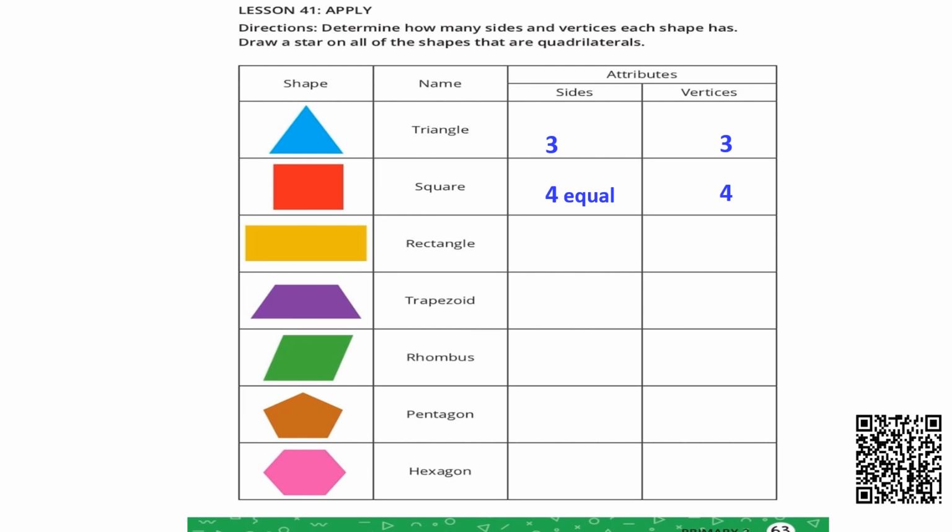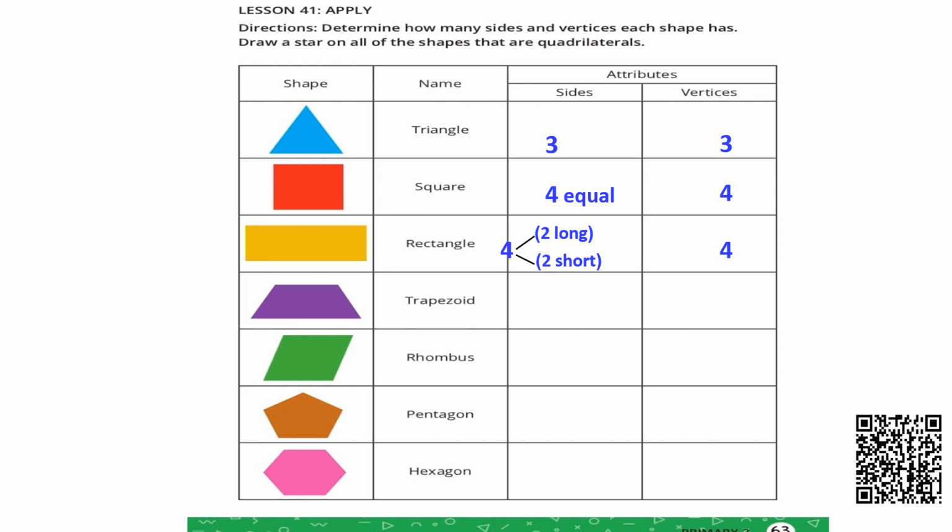2 are long and 2 are short. All of them are 4 sides. Great. How many vertices? 4 vertices.